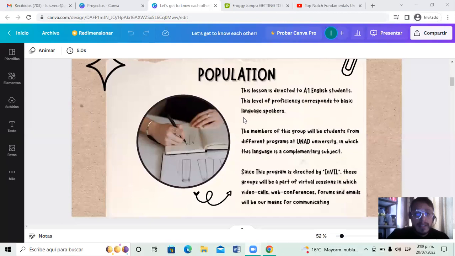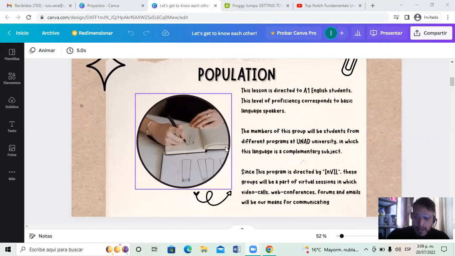Los estudiantes de este grupo, siendo principiantes, vienen de diferentes programas de la Universidad Nacional Abierta y a Distancia, en los cuales el inglés funcionaría como complemento, okay. This program is directed by INVIL, and these groups will be a part of virtual sessions, okay. Siendo sesiones virtuales lo que vamos a abordar, tendremos videollamadas, webconferencias, correos electrónicos y foros como puentes de comunicación estudiante-estudiante y también docente-estudiante, por supuesto.